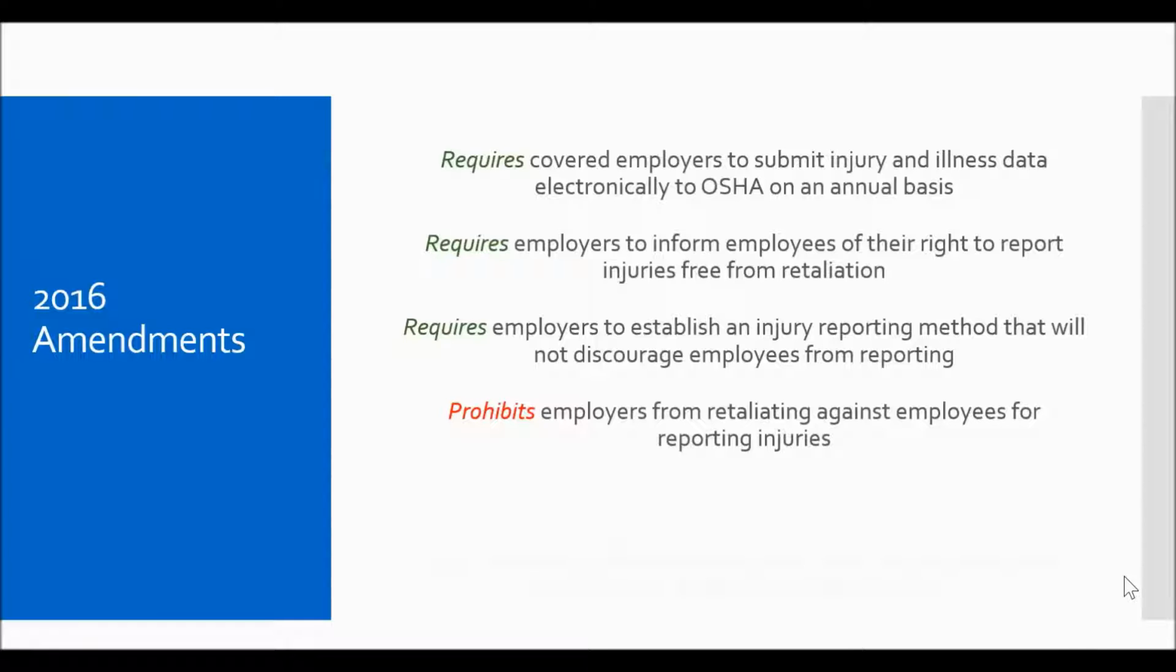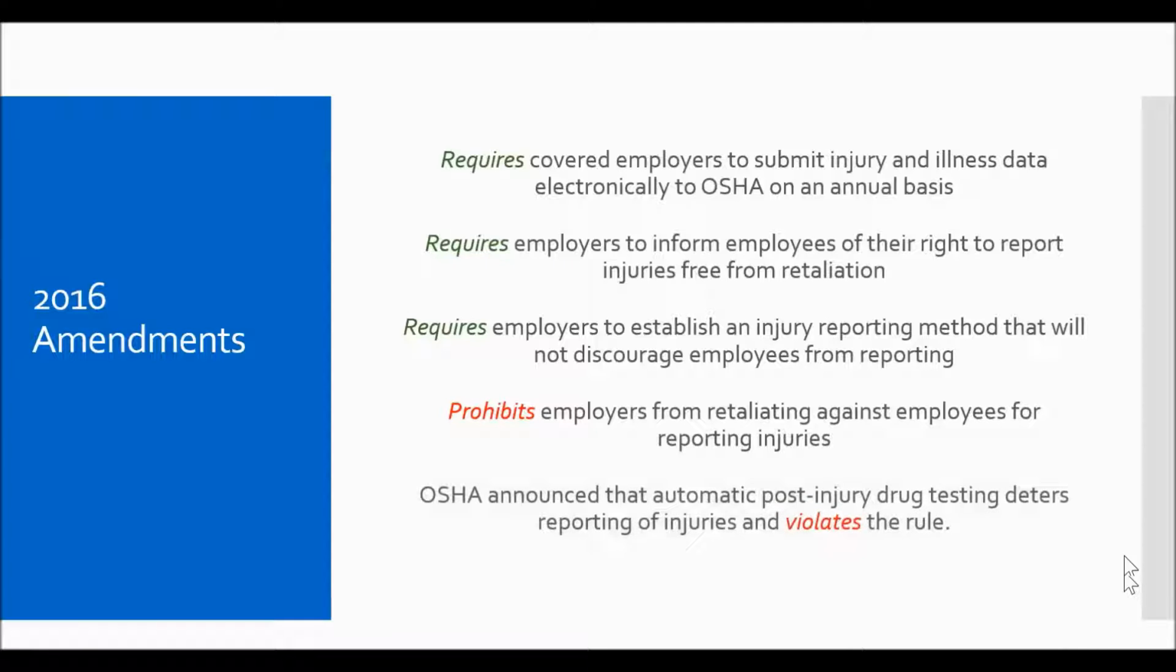Prohibits employers from retaliating against employees for reporting injuries. And then, in the comment, as we discussed, OSHA talked about how automatic post-injury drug testing deters the reporting of injuries and violates the rule.